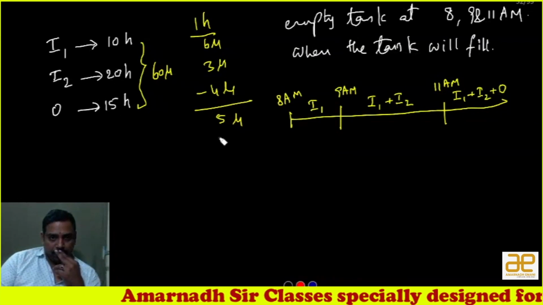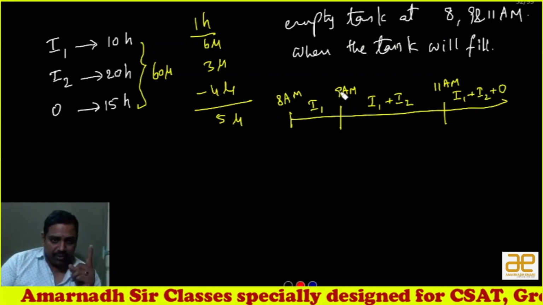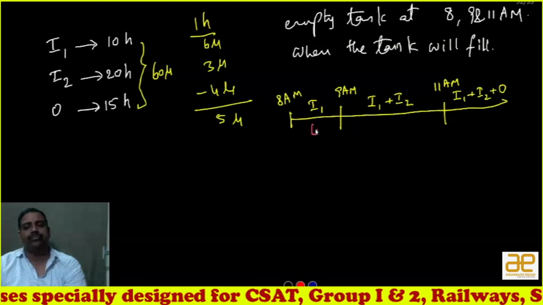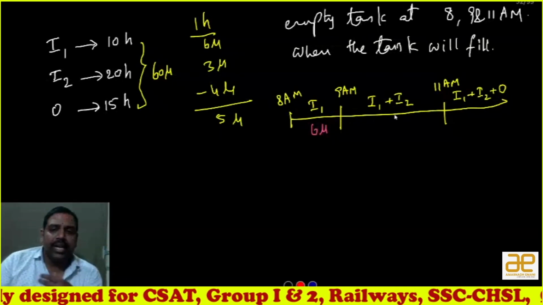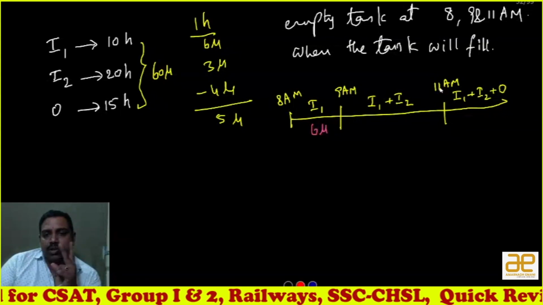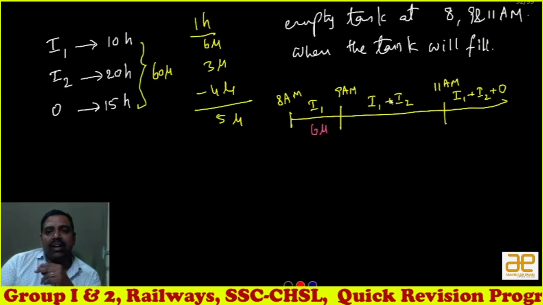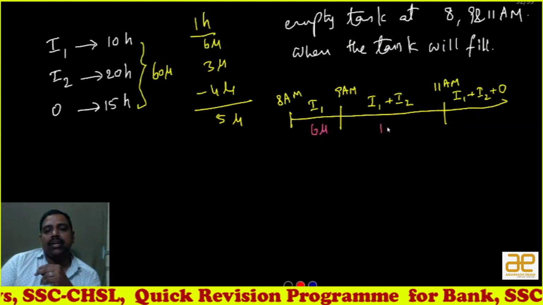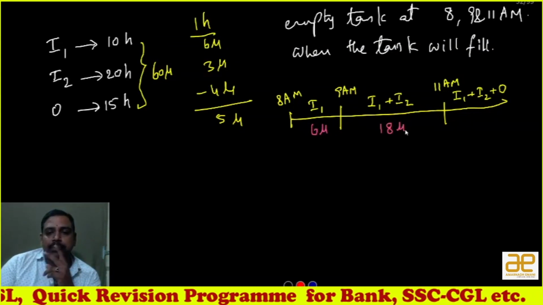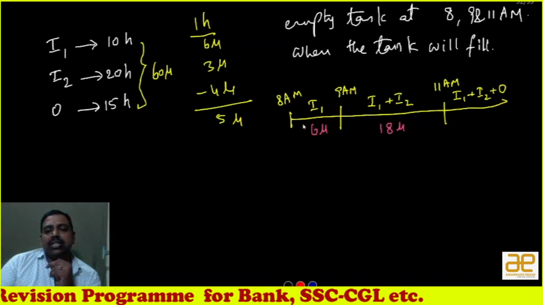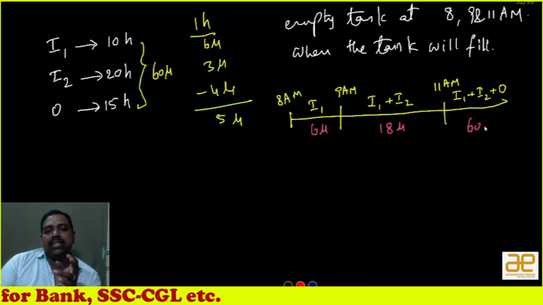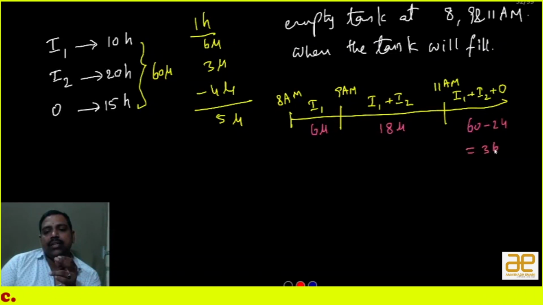Okay. Now 8 to 9 means 1 hour. 1 hour inlet 1 means 6 units were filled. Next, 9 to 11 means 2 hours. Inlet 1 and inlet 2 together means 6 plus 3 is 9. 9 into 2 is 18 units. Okay. So the tank capacity is 60 units. 6 plus 18, 24 units were filled. The remaining is 60 minus 24, that is equals to 36 units.